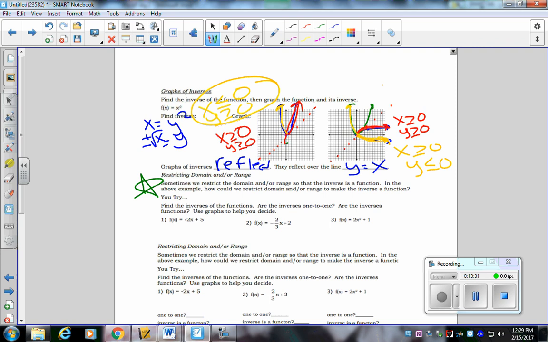What I want you to be able to get out of this lesson is how to determine if two equations are inverses using composition, how to write the inverse equation algebraically by switching your x's and y's and solving for y, knowing that a graph is a reflection over y equals x, and knowing that our domain and our range switch. All right, and that is all that we are going to do for now.